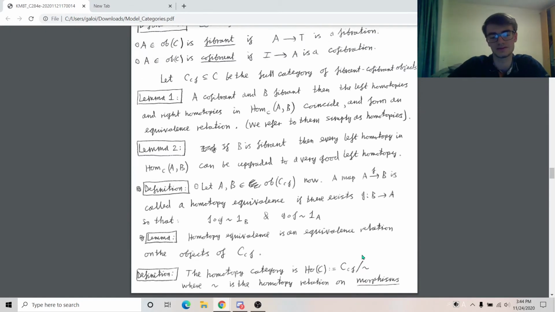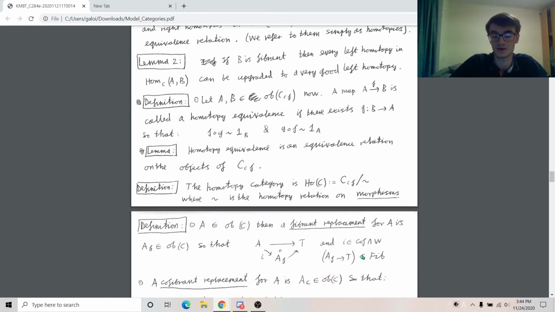And so we've established a homotopy theory for model categories. But the issue is we have to restrict down to this smaller category of nice objects. So you might be thinking, what about a generic object in C? How do we relate this object to C_CF? And the claim is that you can do this.